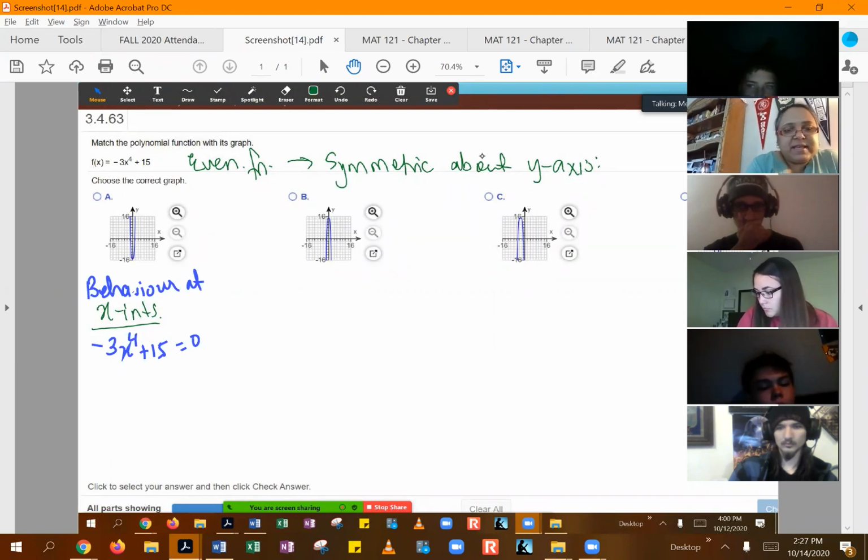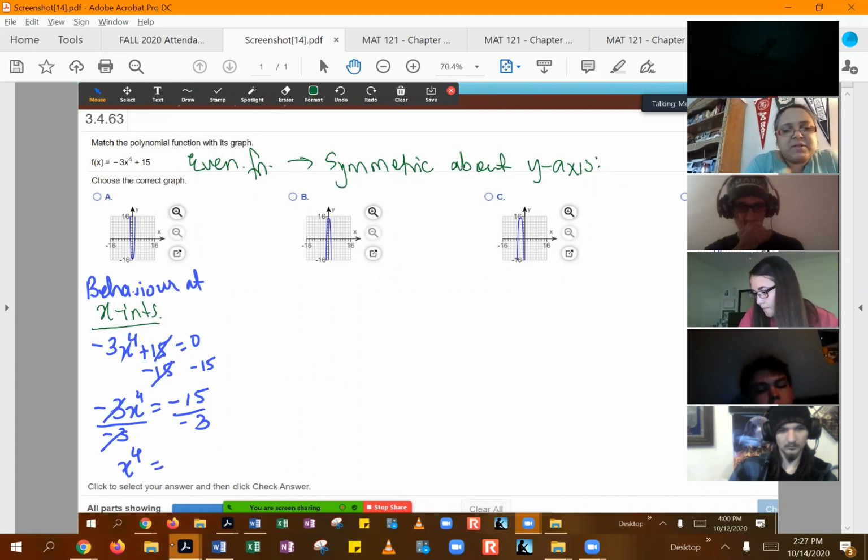So solve this like an equation. You can start by moving that 15 to the other side. We end up with -3x to the 4th equals -15. Then of course we're trying to get x by itself. So divide both sides by -3. That will end up giving us x to the 4th equals, negative and negative will become positive, 3 goes into 15 5 times. So what will we do going forward to get the x by itself?